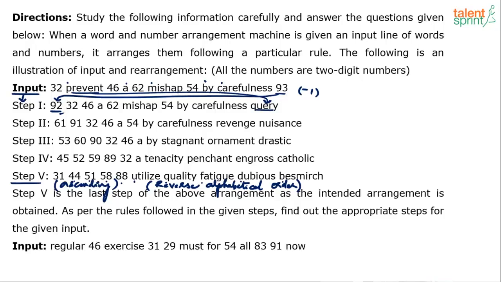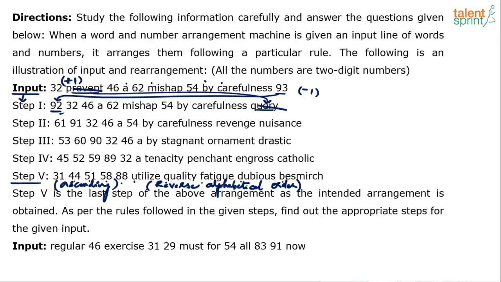Now, how did prevent change to query? How does a complete word change? Well, don't worry about the complete word. Don't focus on the complete word. Only look at the first letter of the word. P becomes Q. So in terms of word, we have taken +1. You understand? Some word which starts with the next letter. Here the word started with P, the next word has to start with Q. So query. It can be query, it can be queen, it can be quilon, it can be something that starts with Q. You're getting it?